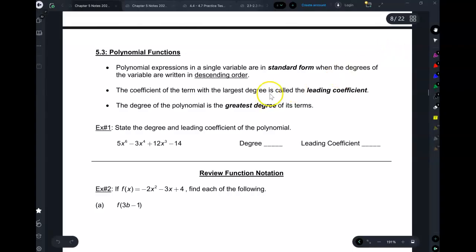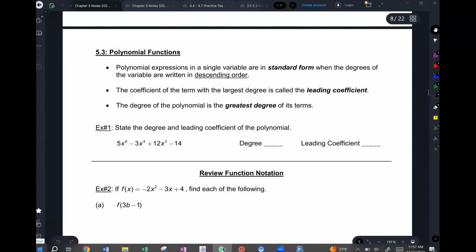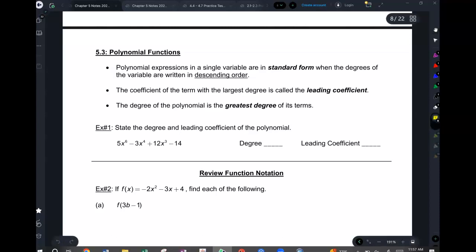Okay, so 5.3, we're going to be talking about polynomial functions. So let's go ahead and do this. Polynomial expressions in standard form are when we write the polynomial in decreasing order of degrees, in descending order of degrees.